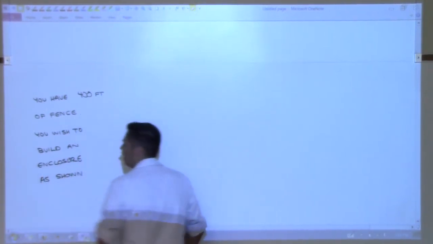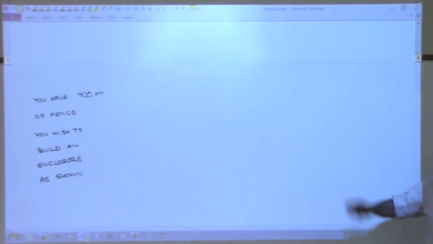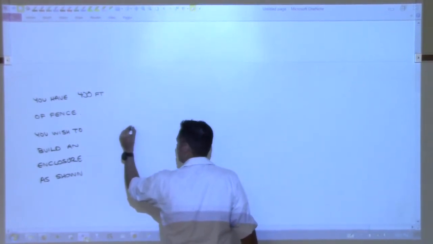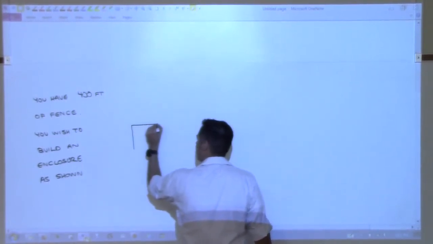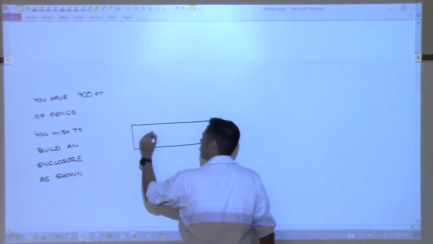So let me draw the picture now, and then I'll ask the question. So we wish to build an enclosure as I'm about to illustrate. So let's say I'm going to make this as our first word problem. It's going to be very basic. I want to build a pen that when you look at it from the top, it looks like this.